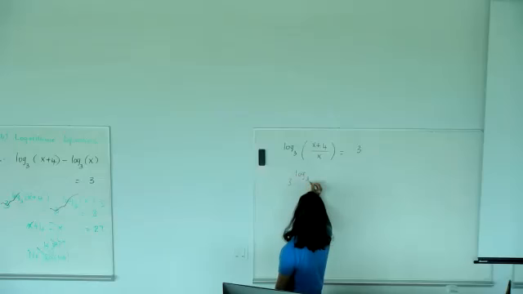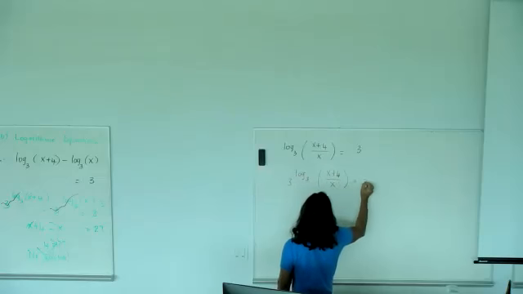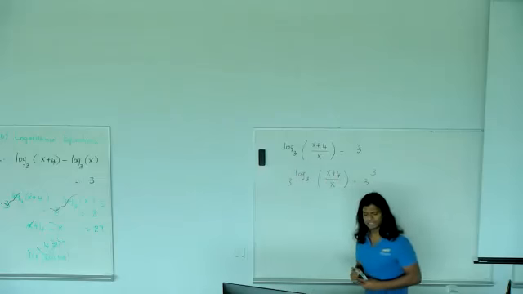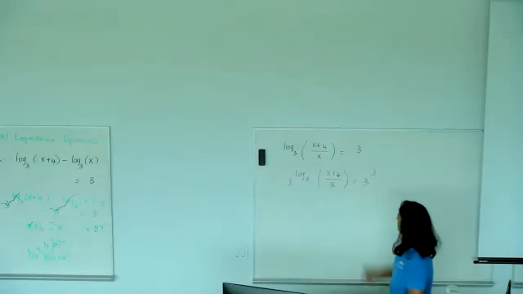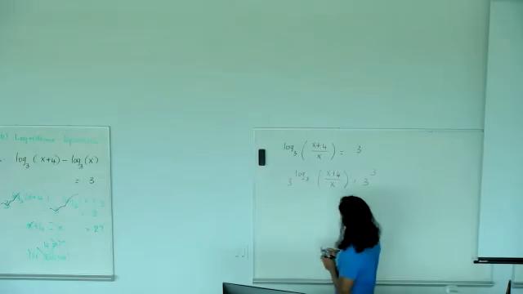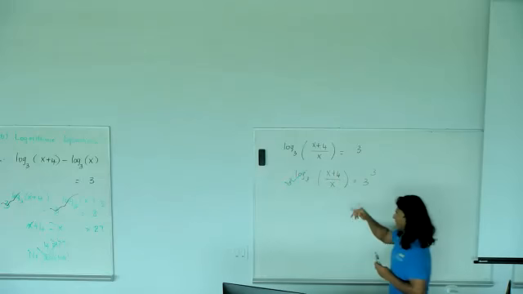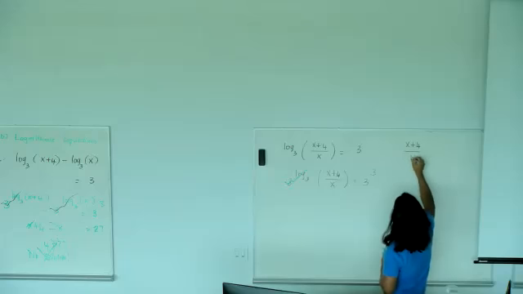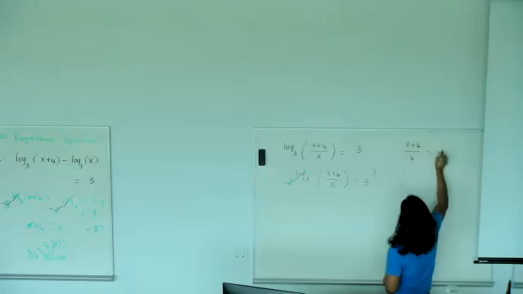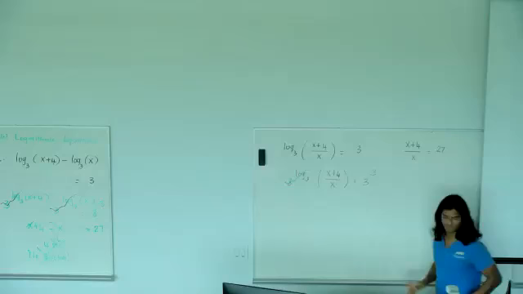So 3 raised to log base 3 of (x plus 4) divided by x equals 3 raised to the power of 3. Strangely, more than one person wrote that as 9. I don't understand why. 3 raised to the power of 3 is 27. Those 2 will get cancelled. We have x plus 4 divided by x equals 27.